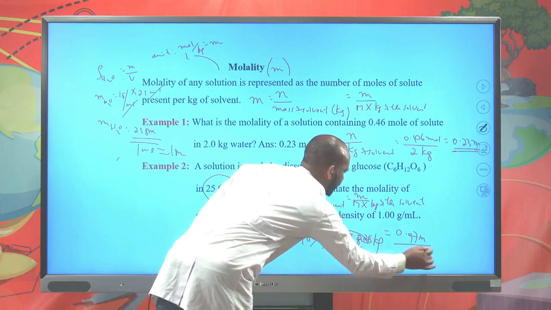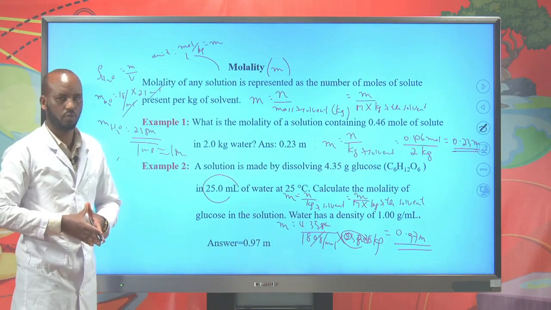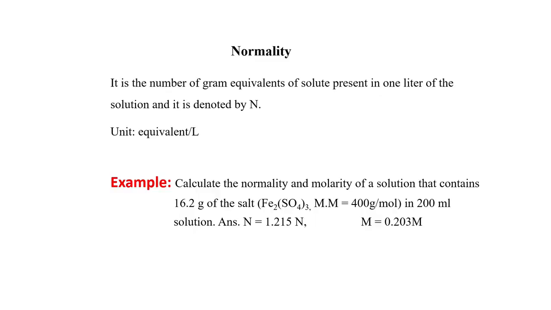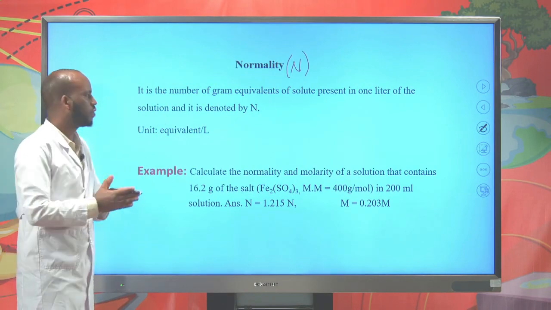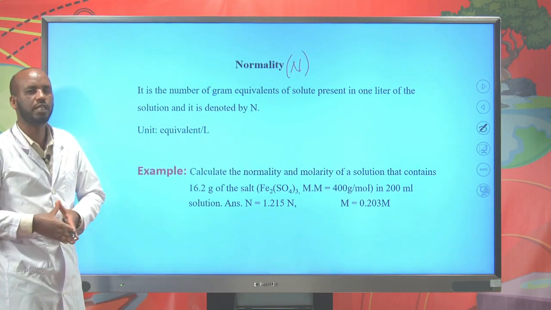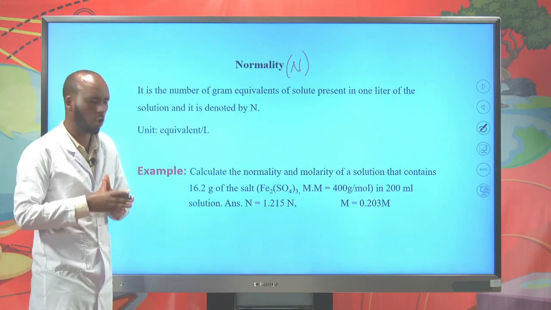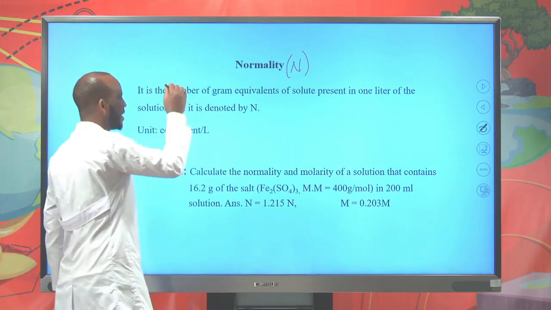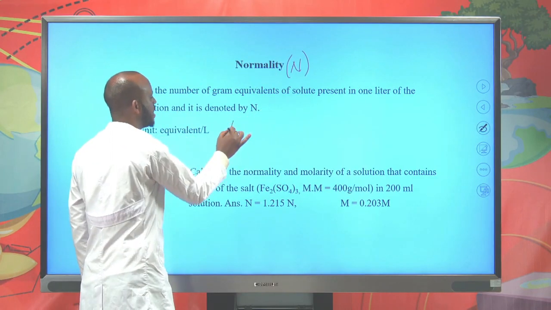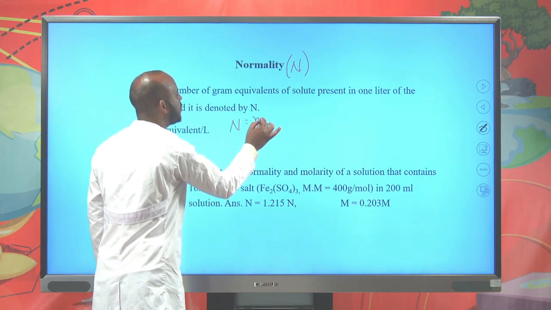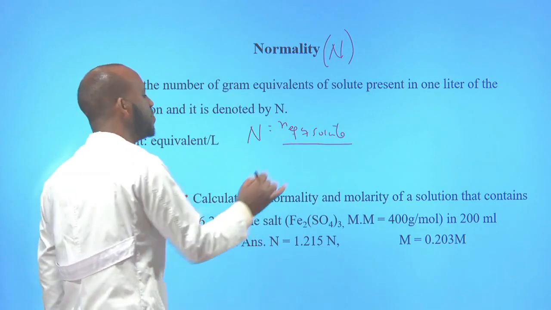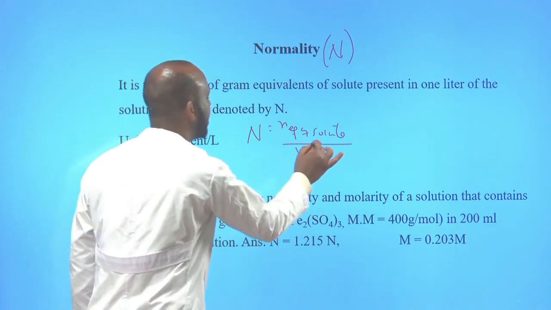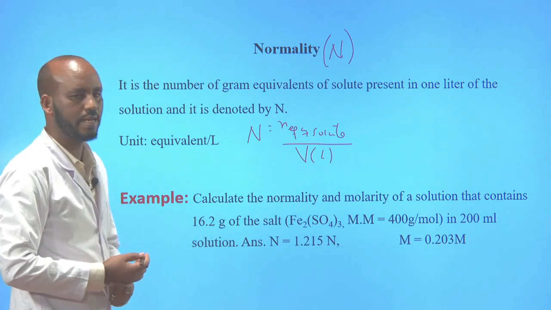0.997 molar is the molality of the solution. Okay, normality, denoted by capital letter N. Normality of the solution is the number of equivalents of solute per liter of solution. Normality equals the number of equivalents of solute divided by the volume of the solution in liter.